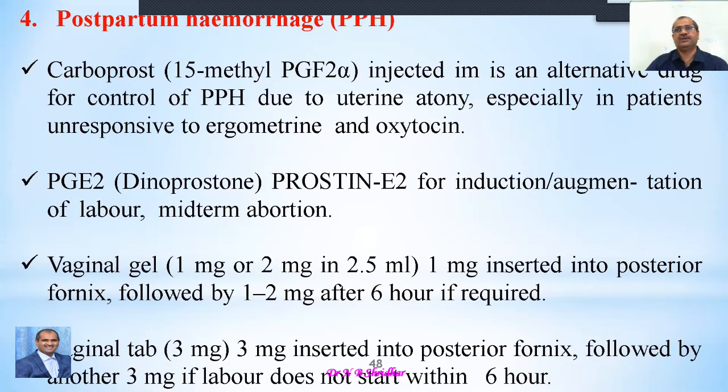And PGE2, that's dinoprostone, for induction of labor, especially in the case of midterm pregnancy, can also be used. The vaginal gel, 1 milligram, is inserted into the posterior fornix, followed by 1 to 2 milligram after 6 hours if required. And among the pessaries, like vaginal tablets, 3 milligram is inserted into the posterior fornix, followed by another 3 milligram if labor does not start within 6 hours.